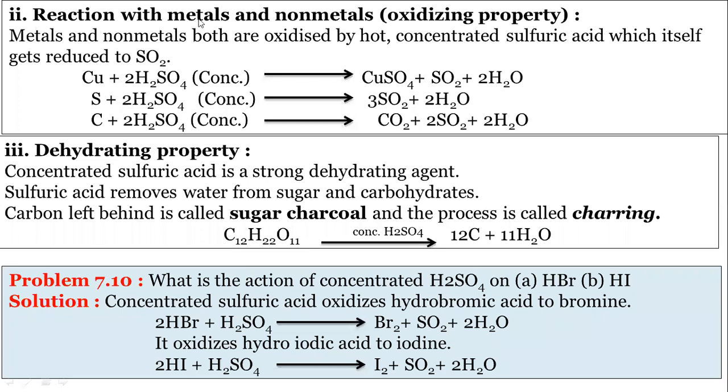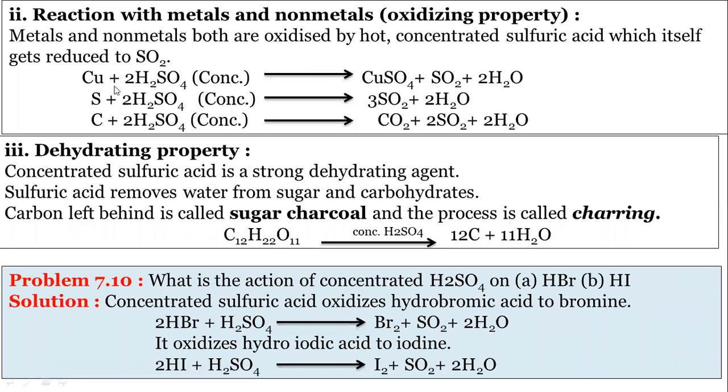Then reaction with metals and non-metals. These act as oxidizing agent here. When it acts as oxidizing agent, itself it undergoes reduction. So metals and non-metals both are oxidized. See the reactions with metals are given. The metals and the non-metals are oxidized by this hot concentrated H2SO4. In these reactions, this H2SO4 itself gets reduced to SO2. So we will discuss these examples.